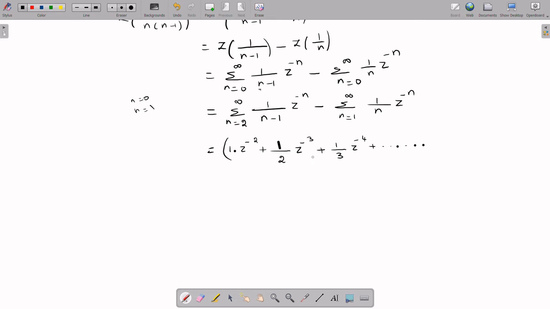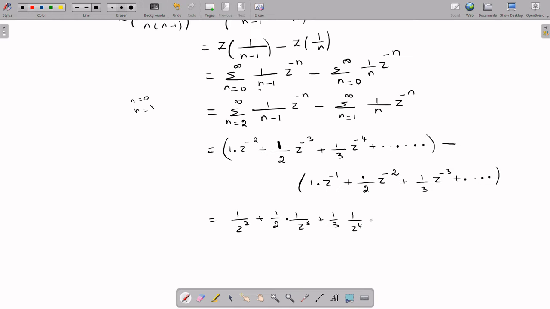This is your first summation. Minus this term you have to write. Here when you substitute n equal to 1, you have 1 into z power minus 1, plus n equal to 2 is substituted: 1 by 2 into z power minus 2, plus n equal to 3 is substituted: 1 by 3 into z power minus 3, plus etc. Or you can write this to be 1 by z squared plus 1 by 2 into 1 by z cube plus 1 by 3 into 1 by z power 4 plus etc. You have minus the second summation, which is 1 by z plus 1 by 2 into 1 by z squared plus 1 by 3 into 1 by z cube plus etc.